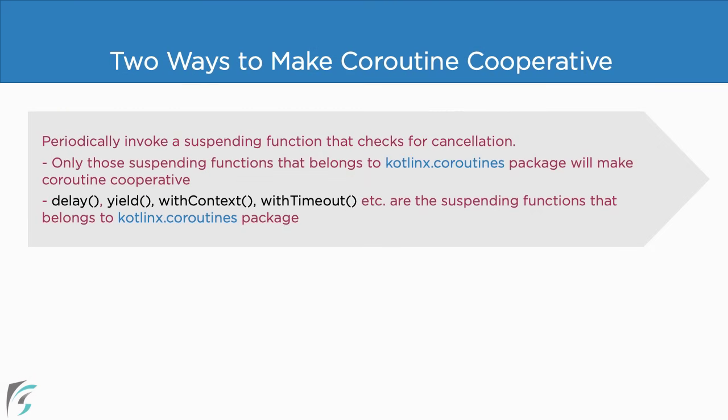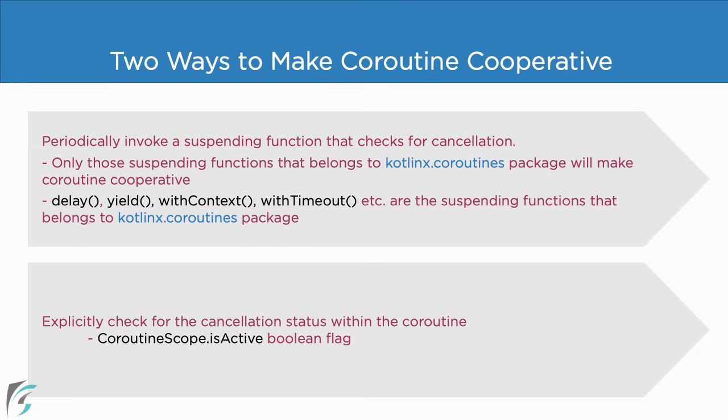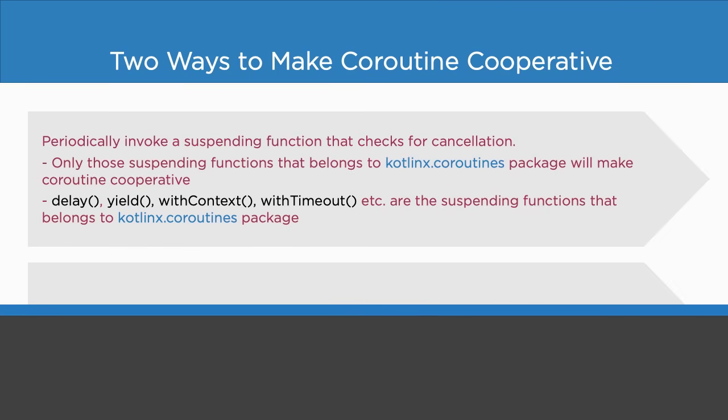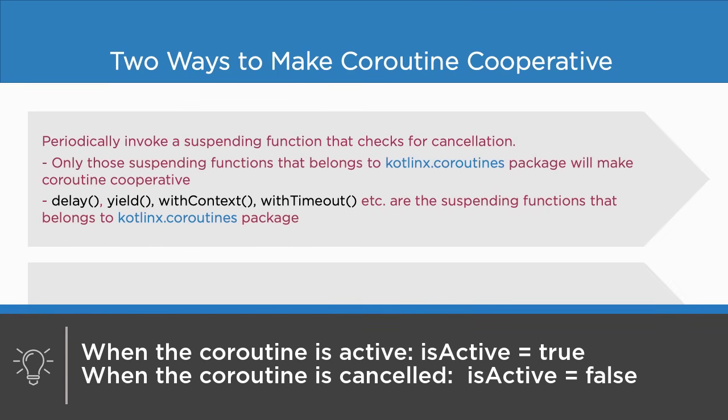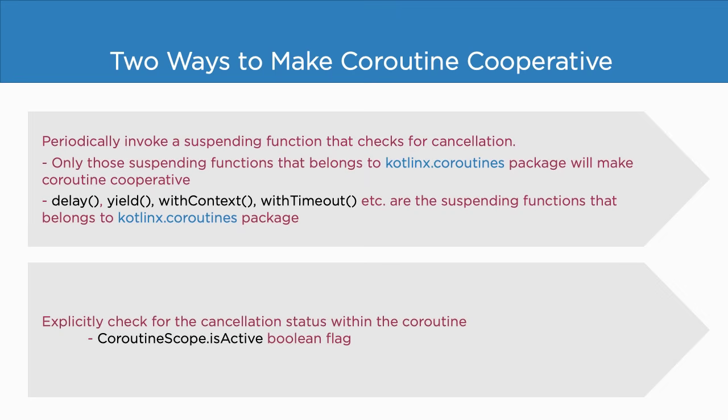Now moving on, let us check the second way to make our coroutine cooperative. Well, there is a Boolean property isActive, which is an extension on the CoroutineScope class. And this flag can be used to check the cancellation status of the coroutine. So when the coroutine is active, this flag is true. But when the coroutine is cancelled, this flag becomes false. So using the false value of the flag, we can terminate the coroutine internally.